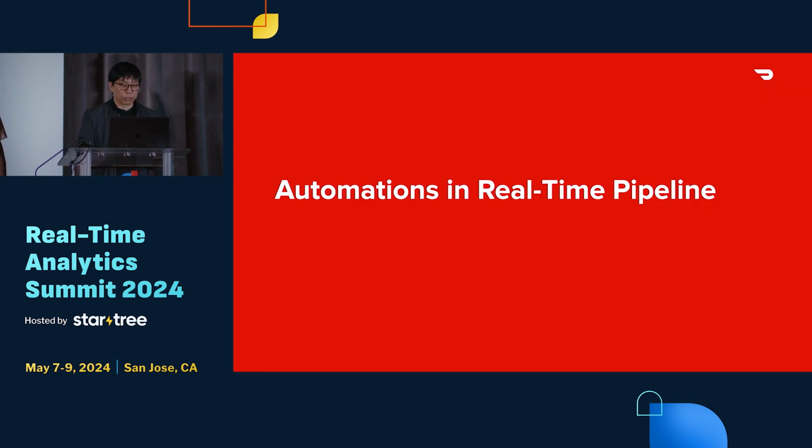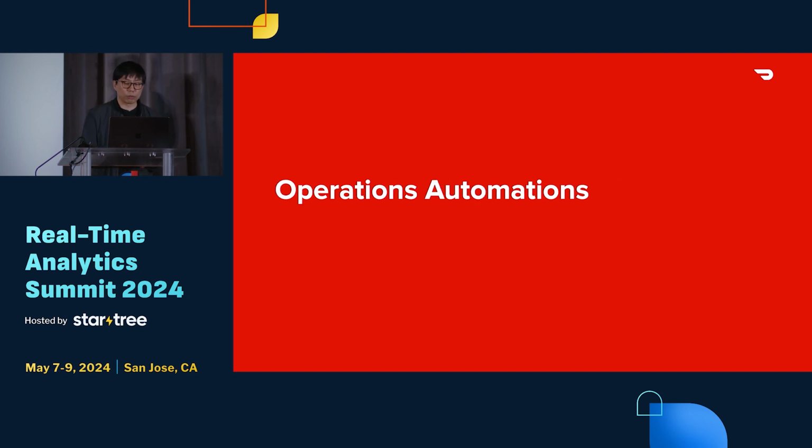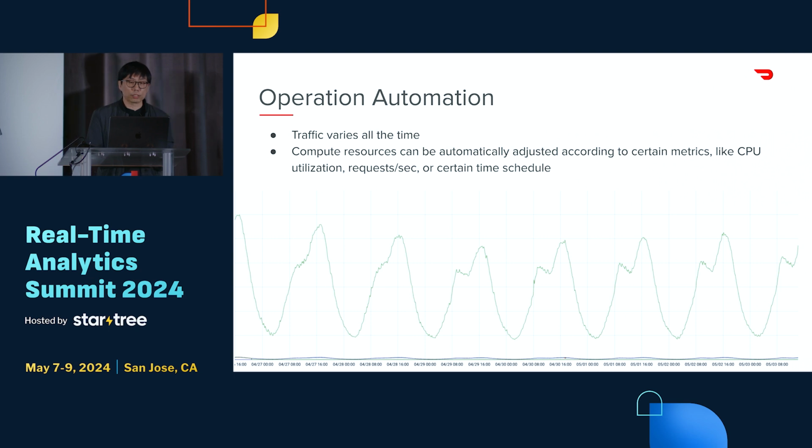Okay, so we already covered the data plane. Let's go to the control plane. One thing I want to mention is the operation automation. Think about our ingestion pipeline. We have thousands of Flink jobs running all day continuously, ingesting all the data. But apparently, all these Flink jobs consume a lot of resources, which is not cost efficient.